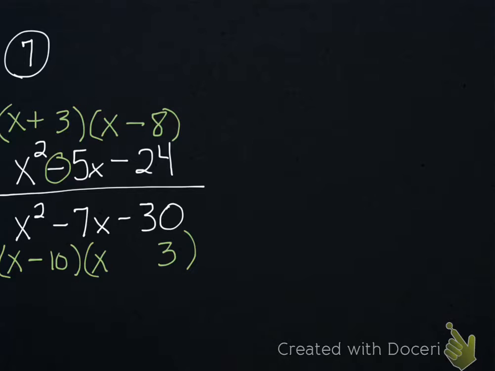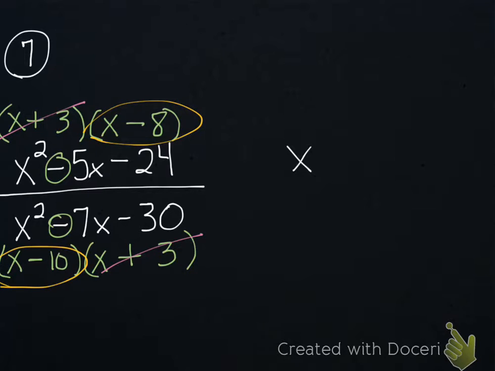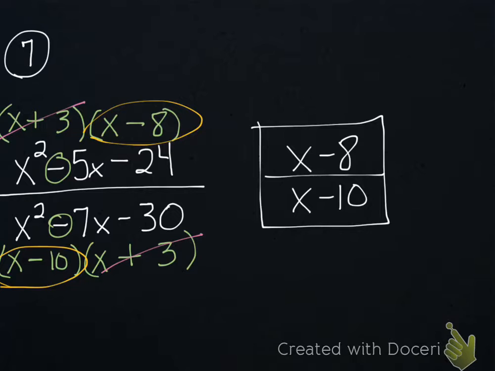The 10 is negative because the bigger number gets the same sign as the middle, and the 3 is positive. Now let's cancel. The x plus 3's cancel, and I'm left with the x minus 8 and the x minus 10. X minus 8 is in the numerator, and x minus 10 is in the denominator. You cannot cancel the x's out.